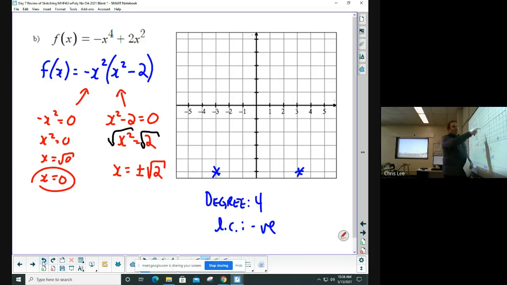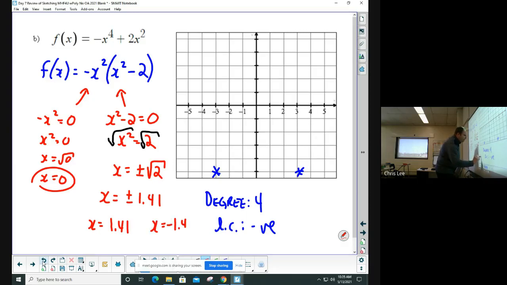Now we need to plot these on the grid. Root 2 is not an easy number to plot on the grid. So I'm actually going to go to my calculator and push the square root of 2 and get plus or minus 1.41, I think it is. But recognize that there are 2 roots then. There's a plus 1.41 and a negative 1.41. So in this case, I have 3 roots, or 3 zeros, or 3 X-intercepts.